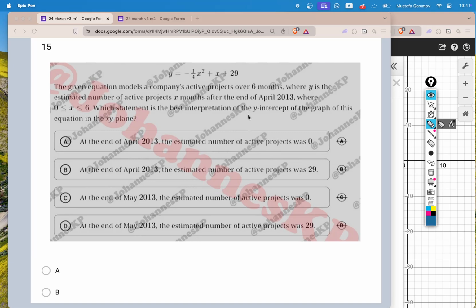Here it's a y-intercept. Y-intercept is the initial value and it starts from April 2013. So it will be the value at April 2013. Not that one, not that one. By the way, y-intercept is 29, so it has to be 29. So the answer is B. It's not correct for 0. Also 0.